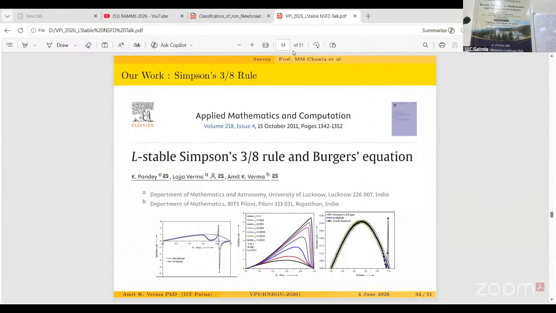We did it for Simpson 3/8, published in Applied Mathematics and Computation. Here you can see that for very small values of nu, the coefficient of viscosity in Burgers' equation, you are getting very good solutions. The accuracy profile is maintained. Here you can see the Crank-Nicolson is oscillating, but our solution is matching. So this is the first work in this direction that we did.